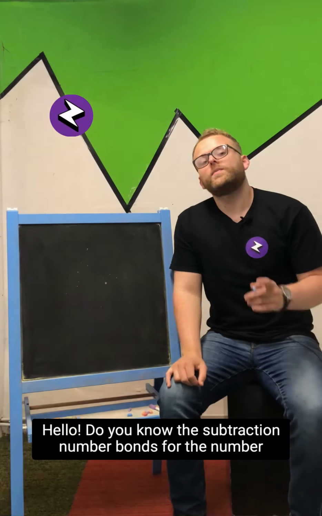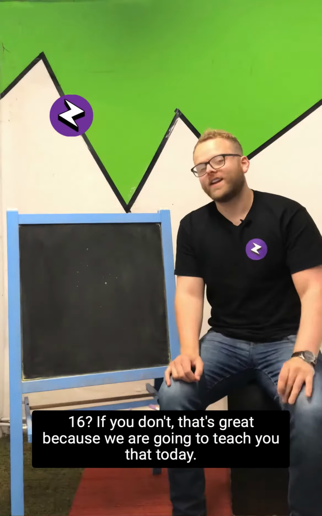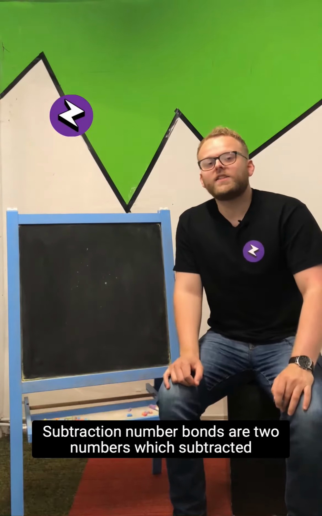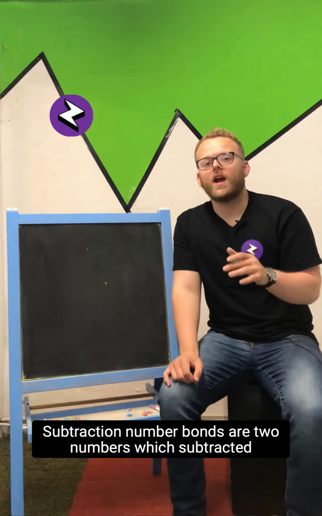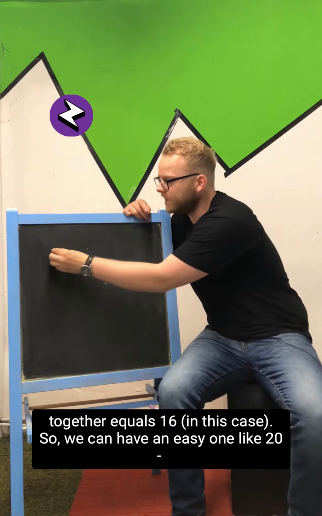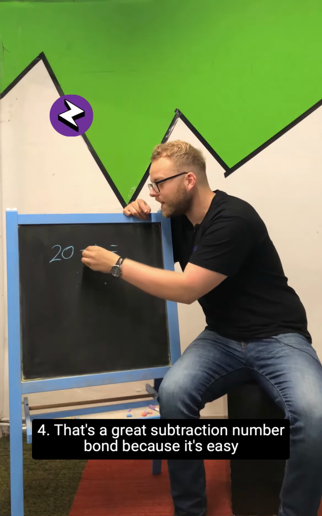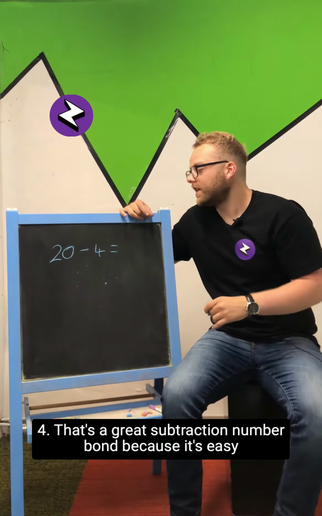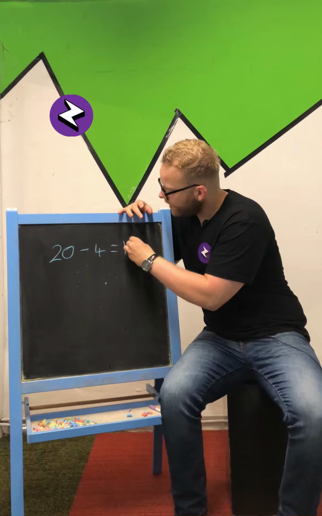Hello, do you know the subtraction number bonds for the number 16? If you don't, that's great, because we're going to teach you that today. So subtraction number bonds are basically two numbers which subtracted together equal 16. So we could have an easy one, like 20 take away 4. That's a great subtraction number bond because it's easy to work out and it equals 16.